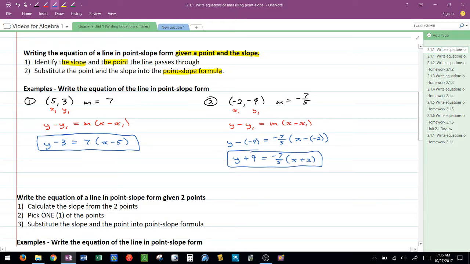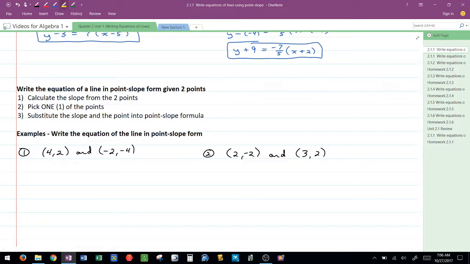Okay, let's look at scenario number 2. Scenario number 2, what if they give me 2 points? Well, if they give me 2 points, I'm actually going to have to calculate the slope this time. So remember how you calculate slope, that's the change in y over the change in x. Now I had 2 points, but I only need 1, so I'm going to pick 1 point. Doesn't matter which one. I tend to always do whatever point comes first when they give me a pair.